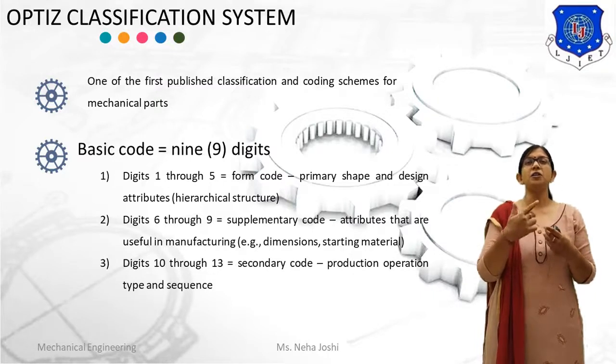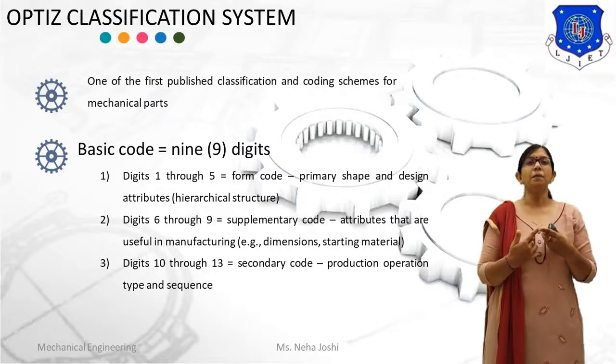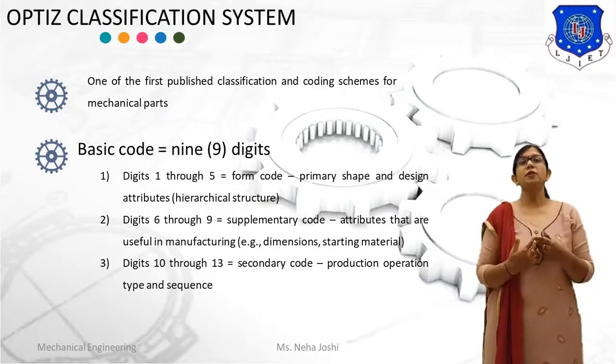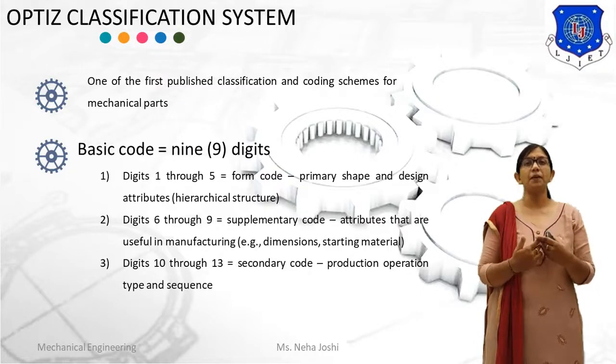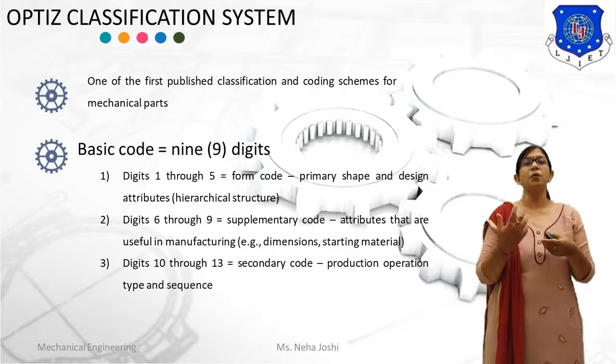First 5 digits, which is known as a form code, describe the primary design attributes of the part, which is followed by the 4 digits, known as a supplementary code, which describe the manufacturing attributes of the part. And this may be followed by a company specific 4 digits, known as a secondary code, intended for the described production operation sequence.